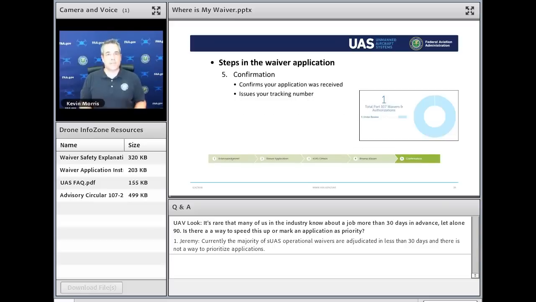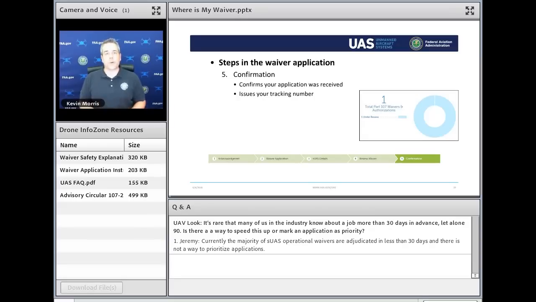Finally, you get to step 5. Step 5 is your confirmation. It's when you're going to get your tracking number issued, and it will show you on your Drone Zone account that you have one application under review, and that would be the last step in the process.